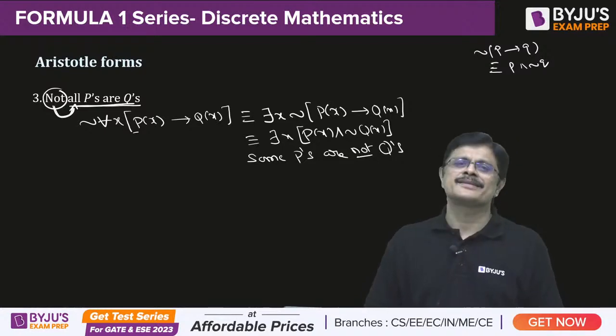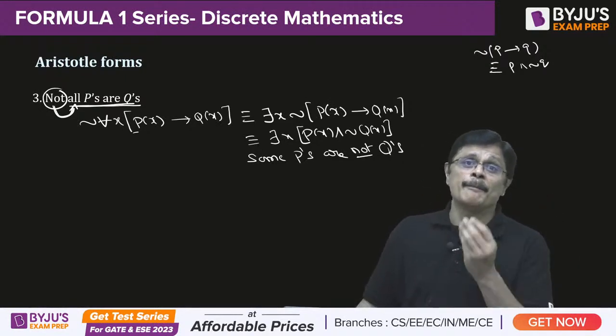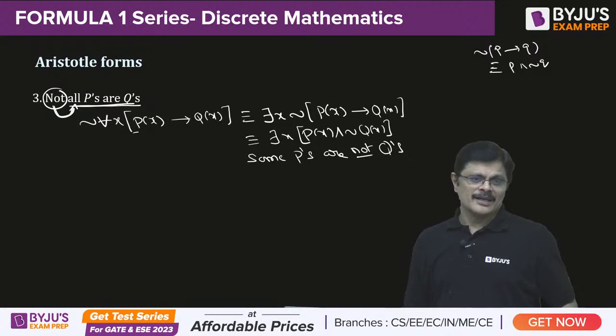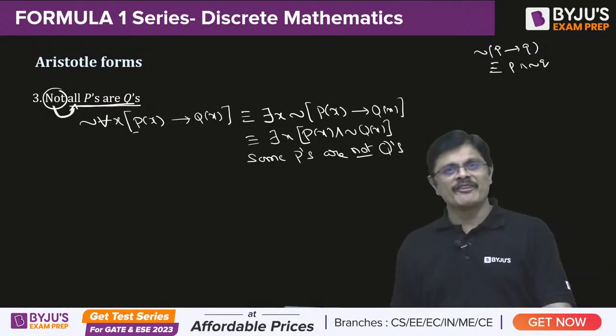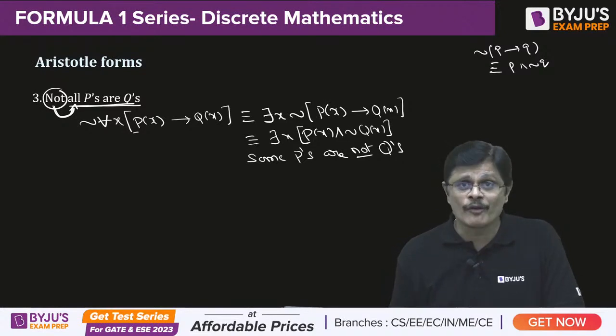The meaning is some p's are not q's. And I was able to get that English translation from the symbolic forms. That is a beauty, and these forms were given by none other than Mr. Aristotle, the father of logic.